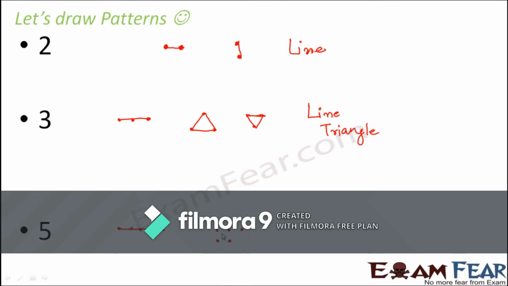But here we have a total of 5 dots. So a triangle is not possible. Can you make a square or a rectangle? For a rectangle or square you would need 4 dots basically, but here you have 5 dots. So a rectangle or square would also not be possible. So the only thing that is possible with 5 dots is a line.